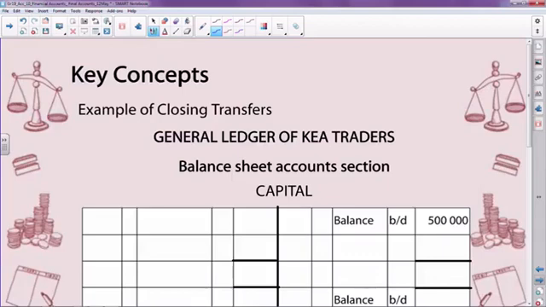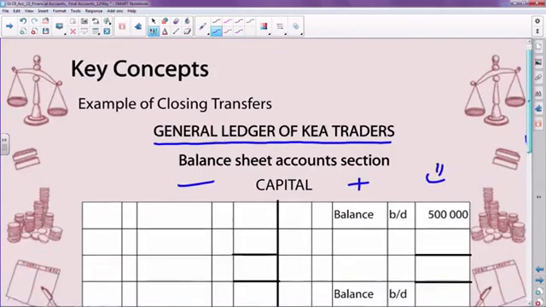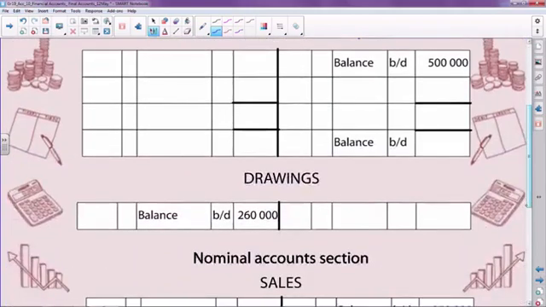Now, the example I'm giving you is the general ledger of Gr Traders. Now, Gr Traders has got capital currently of 500,000 Rand. Remember, capital is a plus minus account. Also very good for the owner to have a nice capital amount in his business. Let's go and look at the next one. Your drawings, I gave it to you. Drawings is a plus minus. And remember, when do I take drawings? It's my very last step in my closing transfers.